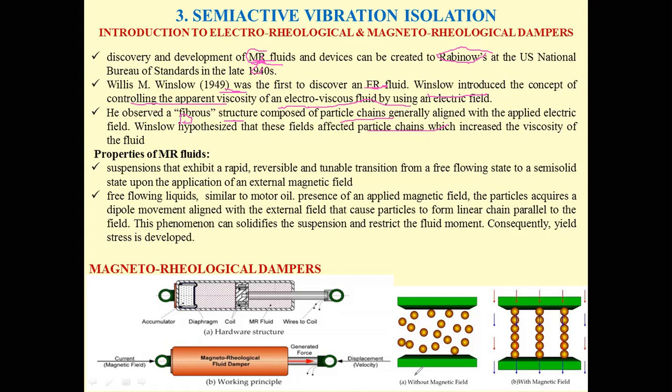So if you see, if there is no magnetic field or electric field in this system, then this particle or fibrous structure is at random. But when we apply some electric field or magnetic field, then this particle or fibrous structure forms a chain, and because of this chain, the viscosity of the fluid gets increased.